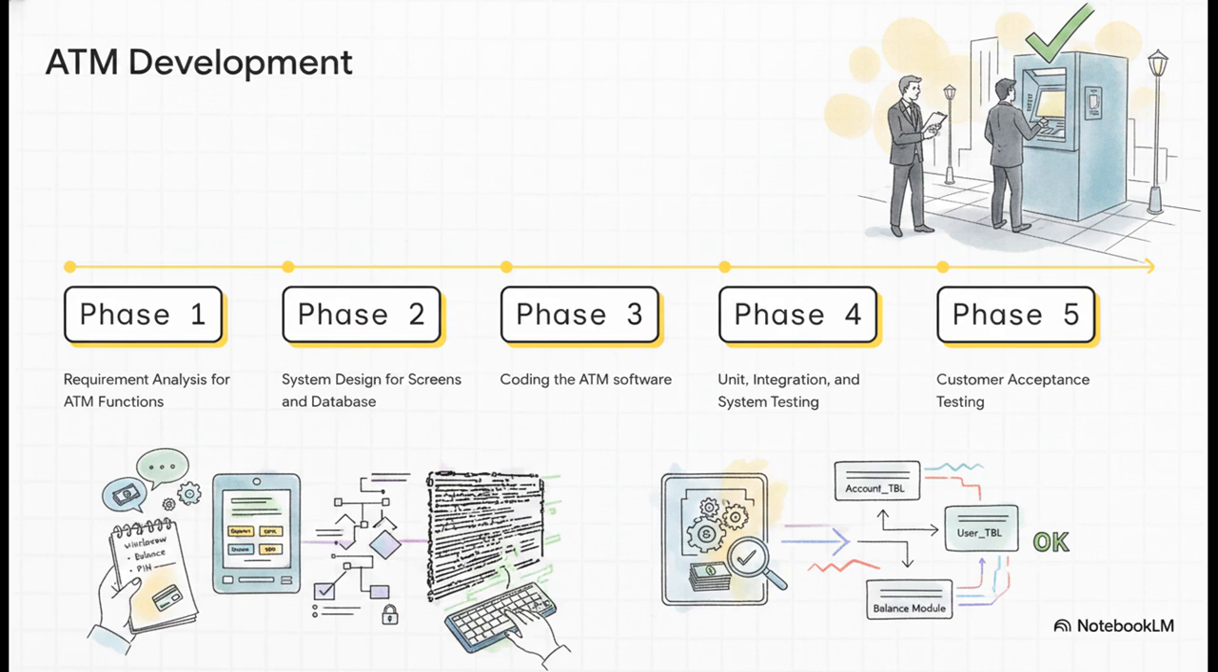You unit test the cash dispenser module, you run integration tests to ensure that when the dispenser gives out money, it properly talks to the account balance module to actually deduct the funds. Finally, the bank executives perform acceptance testing before they ever put that ATM out on a city street.